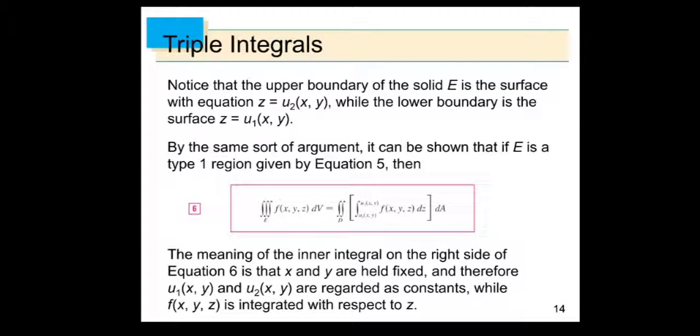The meaning of the inner integral on the right side of equation 6 is that x and y are held fixed. It is the same thing: x and y would be held fixed. Therefore, u1 and u2 are regarded as constants. So they will actually be treated as constants, while f(x, y, z) is integrated with respect to z.